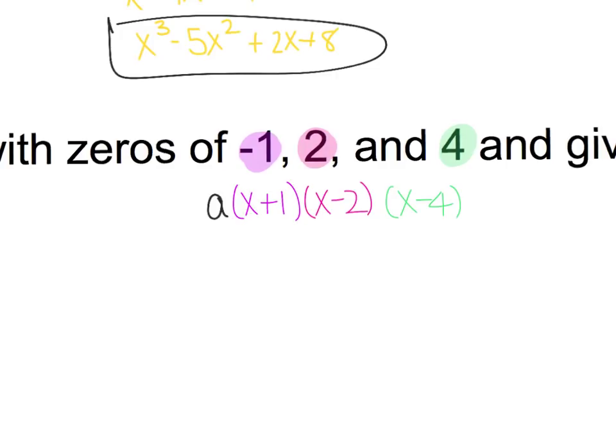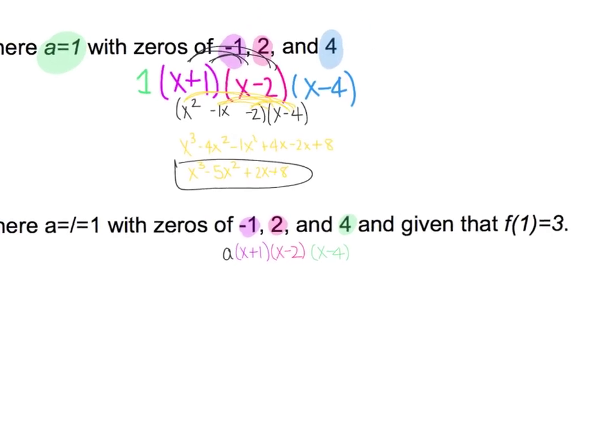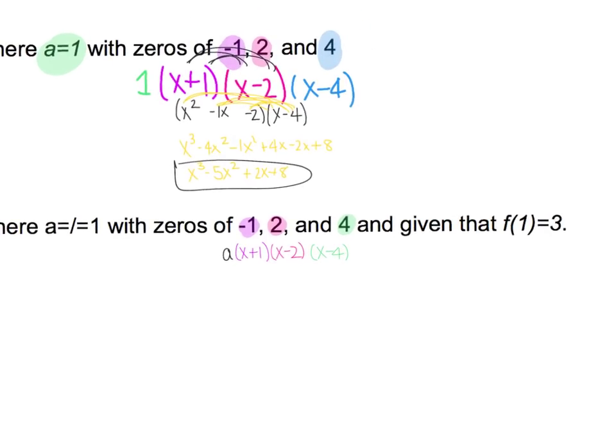Okay, so we could go ahead at this point. We could FOIL like we know how to do, like we did on the previous problem. And we could do that, and it's fine. It'd just be a little bit more work for us in the end. So let's not do that. The better idea, and the idea you should take, is to use this information that they've given us, f of 1 equals 3, to figure out what a is.